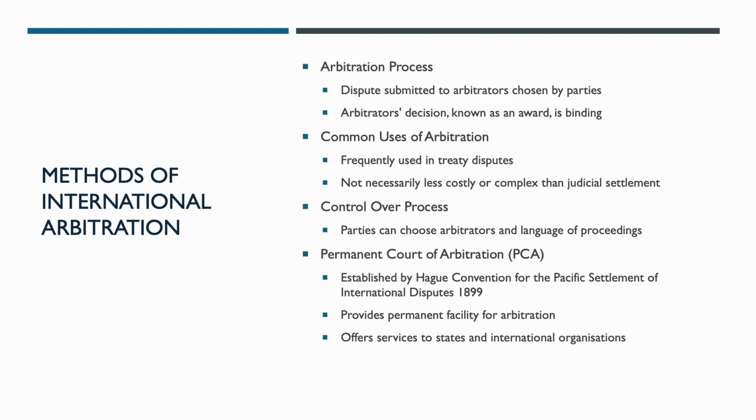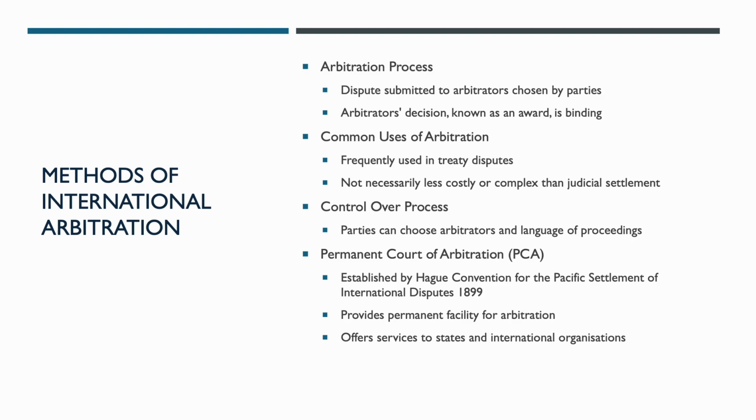Arbitration involves submitting a dispute to one or more judges, known as arbitrators, chosen by the parties. The arbitrator's decision, known as an award, is binding. Arbitration is commonly used in treaty disputes and is not necessarily less costly or complex than judicial settlement. However, parties have more control over the process, such as choosing the arbitrators and the language of the proceedings.